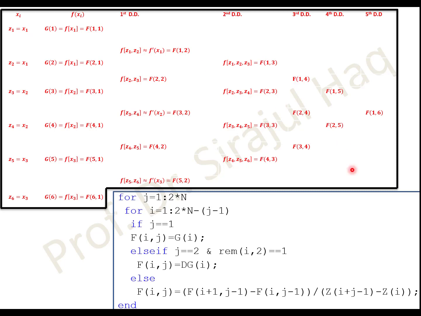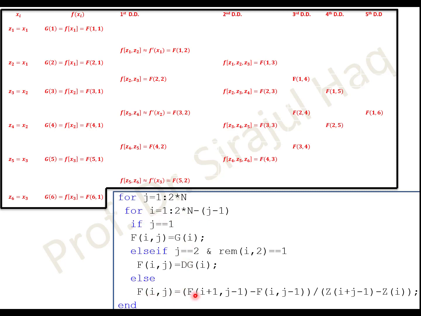Now let's come to the last case. f of 1, 6: this condition is not satisfied, we'll skip this one. This condition is not satisfied, we'll skip this one. We'll come to this one. j is equal to 6. 6 minus 1 is 5, so 6 minus 5 is equal to 1. i is starting from 1 up to 1. It will come to this one.